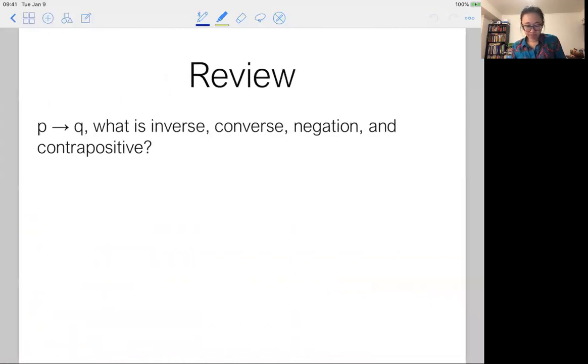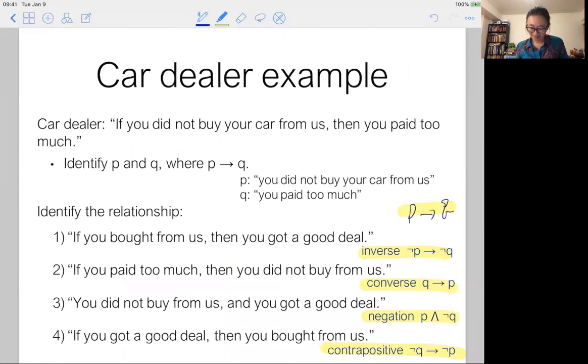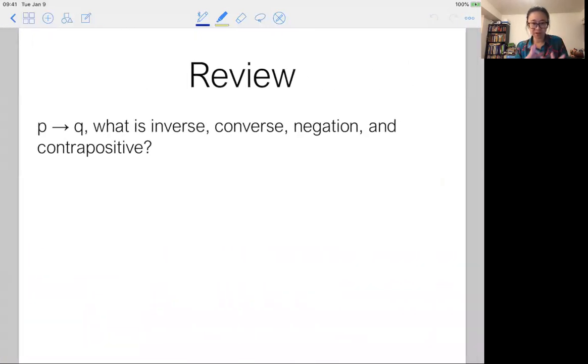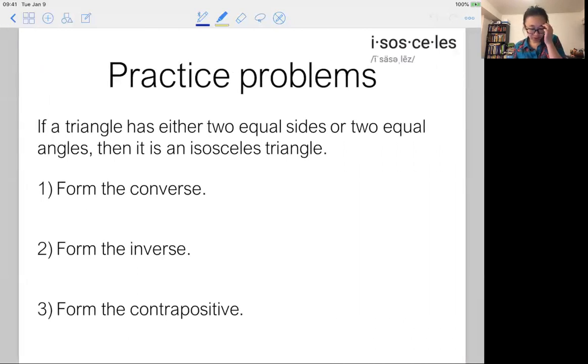Now, this is a quick review. We just saw this. So try to remember in 2 minutes, if I have P implies Q, what's its inverse? What is the converse? What is the negation? And what is the contrapositive? And now we're going to solve a question involving all these concepts.